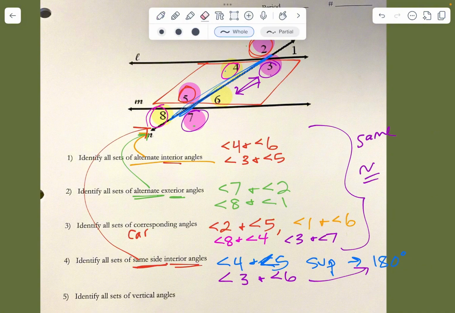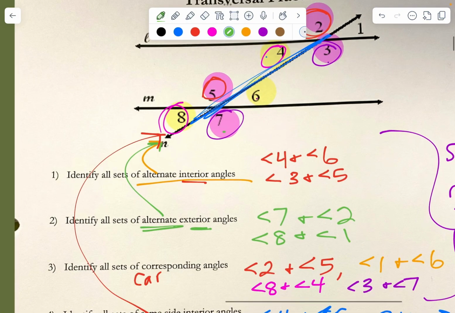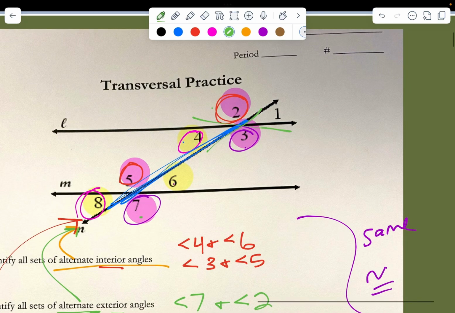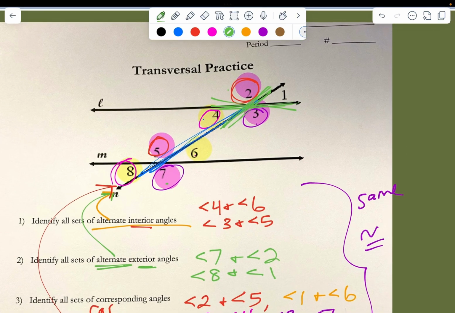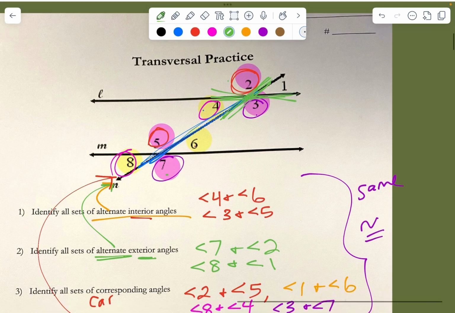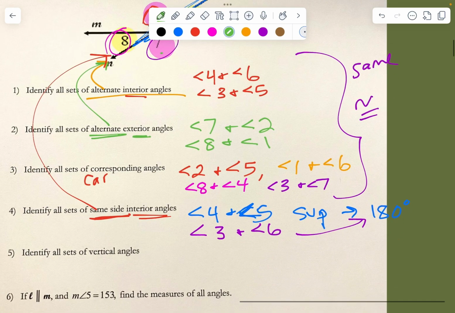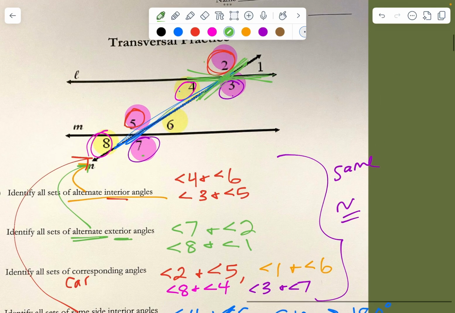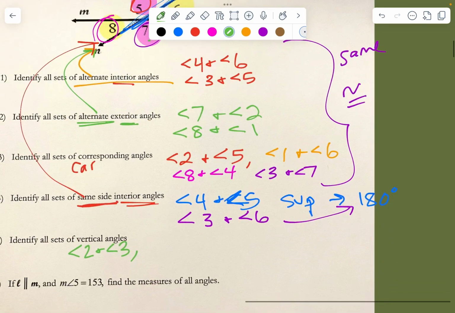For vertical angles, we're looking for that X. So if I look at this top set, we have lines that intersect right here. So that means, in this case, the top and the bottom will be the same. And you can see that they're both that hot pink color. Angle 2 and angle 3 are vertical. But we also have the acute ones, 4 and 1. Angle 4 and angle 1.